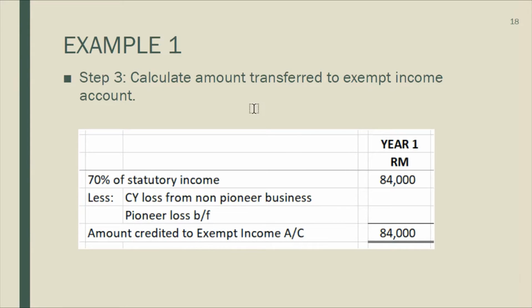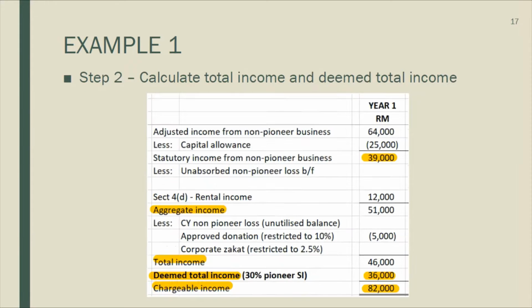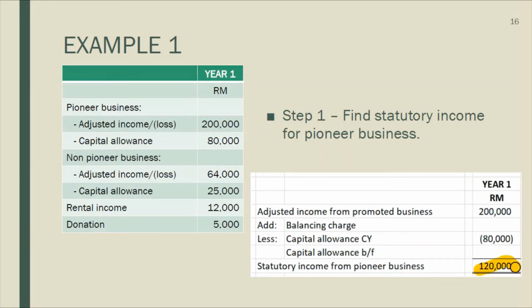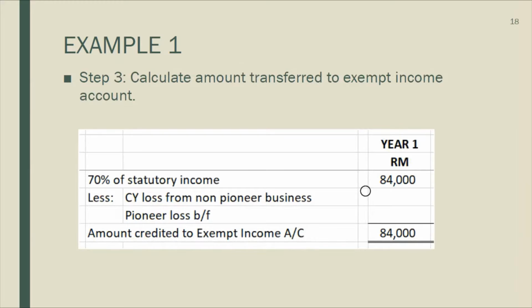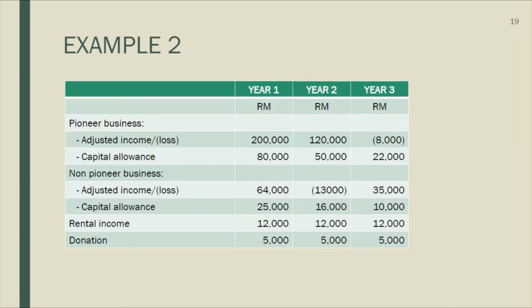Okay, step 3 is to calculate the amount transferred to exempt income account based on the 70% of statutory income. So 70% of statutory income of 120,000 here, you will get 84,000. So there is no current year loss from non-pioneer business, no non-pioneer loss brought forward. So amount credited to exempt income account is 84,000. Okay, that's a straightforward example.